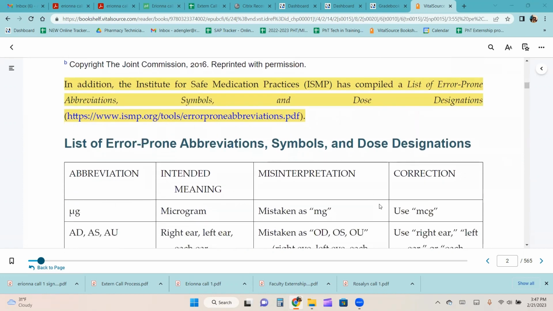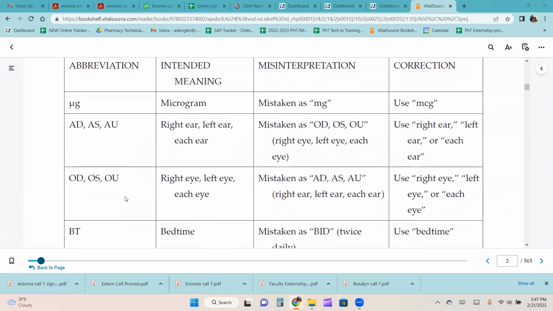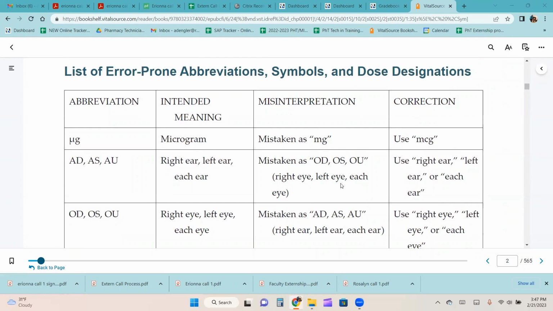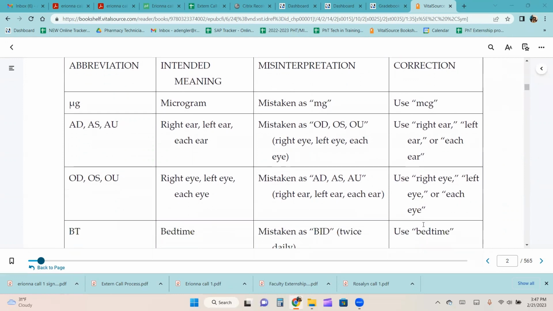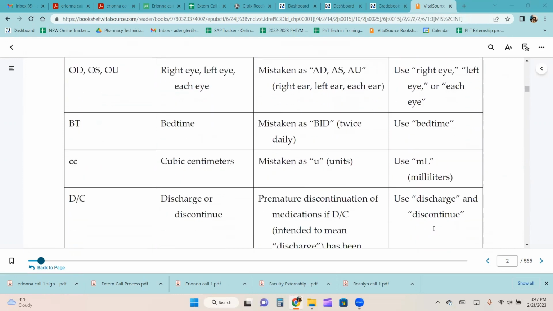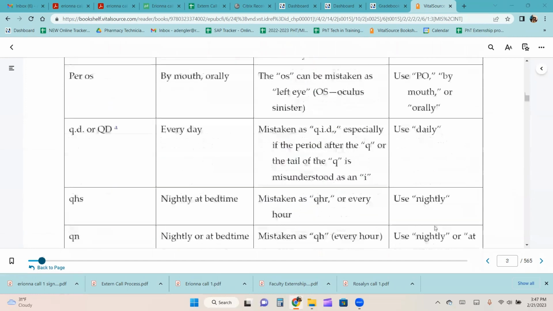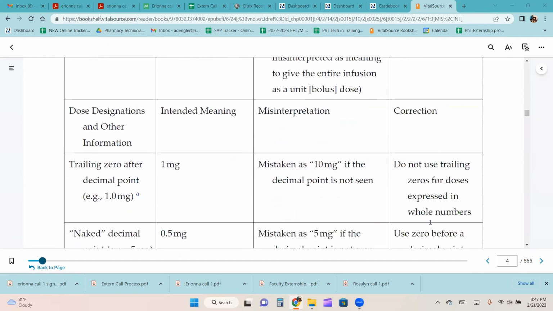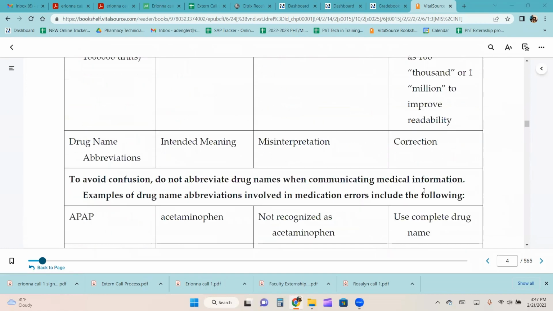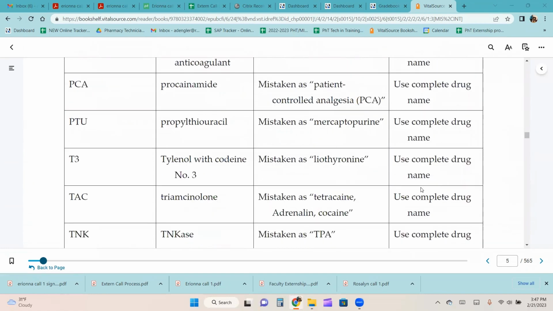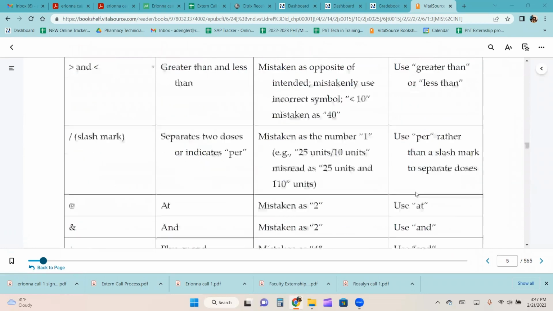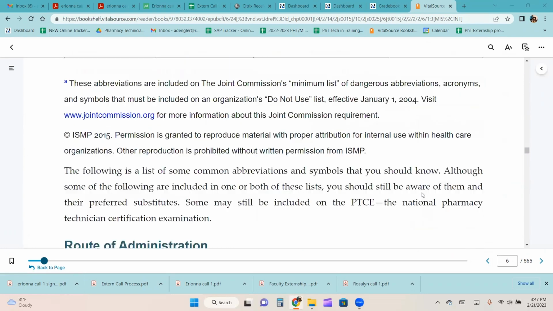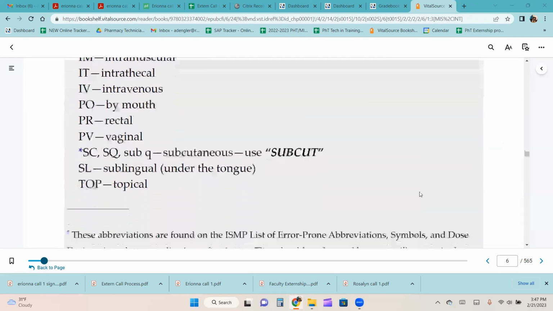In addition, the Institute for Safe Medication Practices has compiled a list of error-prone abbreviations, symbols, and dose designations. So we have the abbreviations here, again, the intended meaning, the misinterpretation, and the correction. So you don't need to study the do not use list. I would spend my time studying the SIG codes, because like I said, most doctors do not pay attention to that.